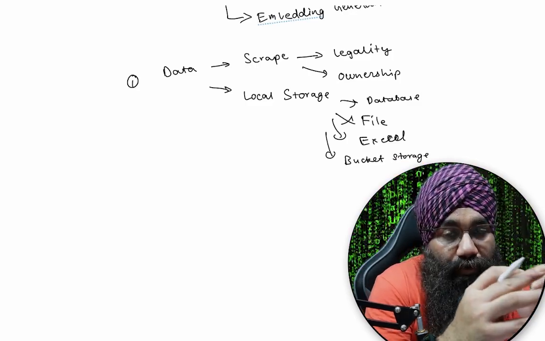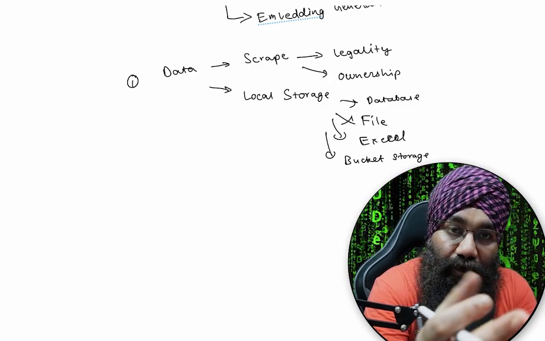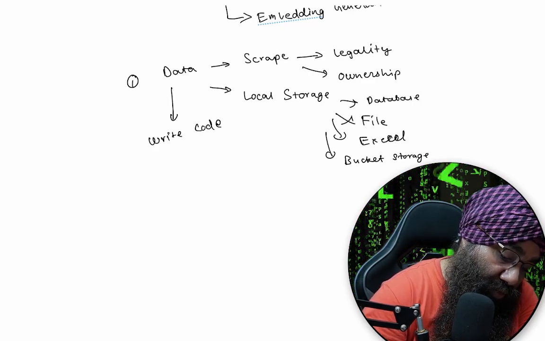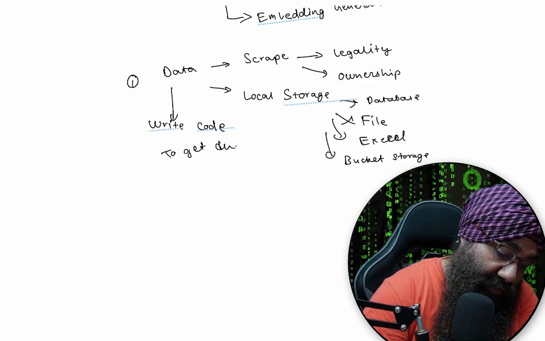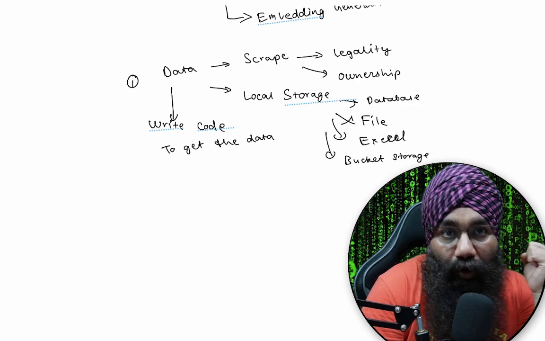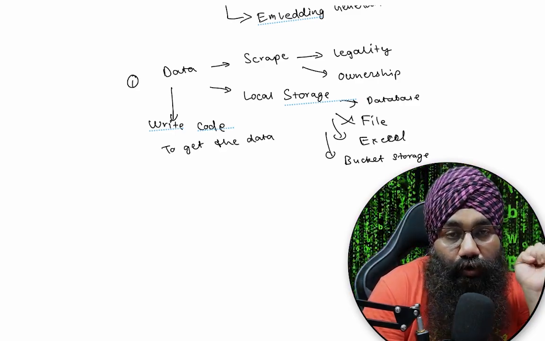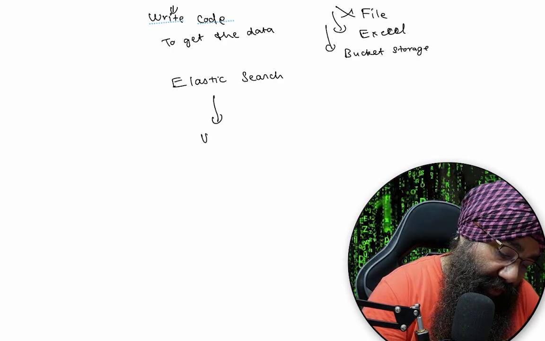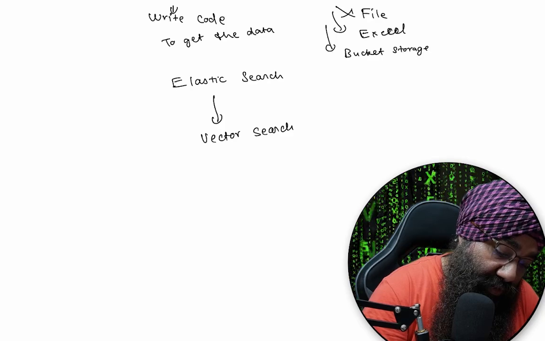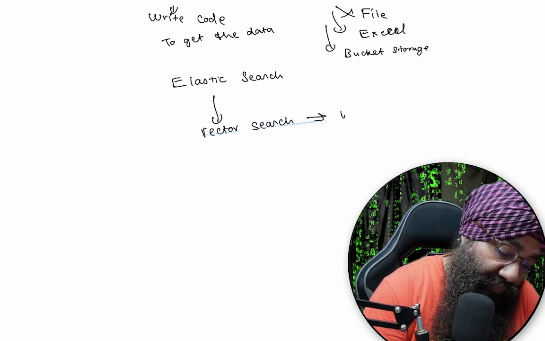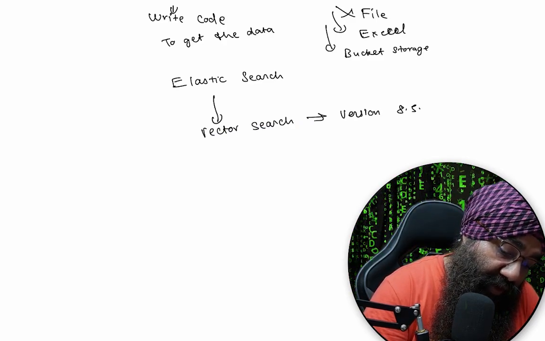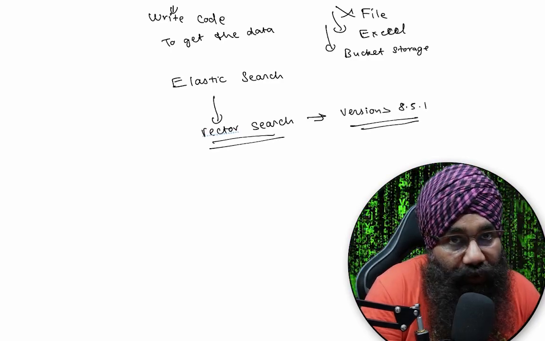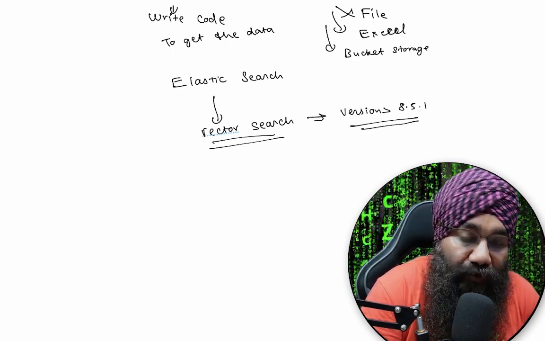Once you have the data, you have to write code to fetch this data, and once you get the data, you have to store it. For storing the data many storages can be used, but the preferred one is Elasticsearch. Why do we prefer Elasticsearch? Because it gives you a feature of vector search. We will learn later what vector search is and how it is useful in creating an AI chatbot. Elasticsearch versions greater than 8.5.1 provide the feature of embedding vectors and vector search, so it is a suitable storage option.